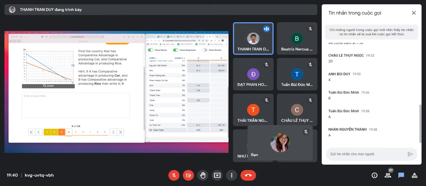So to answer these questions, the first step is to find the opportunity cost. What is the opportunity cost to produce a car in A? How many rice? 5. You take 180 divided by 36, it's 5. So what is the opportunity cost to produce a car in B?